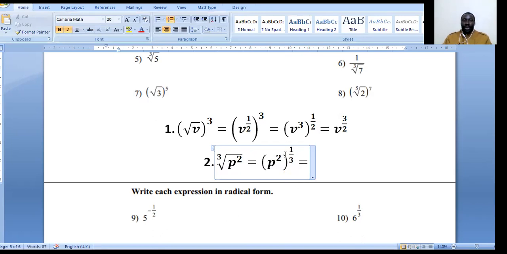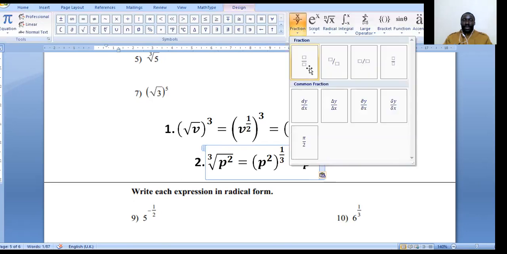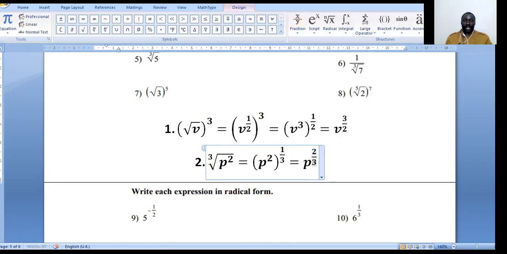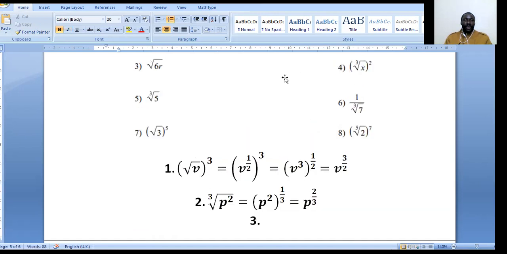So to simplify this, we'll now be having p. Notice that this 2 will multiply the 1, because this 2 stands out of 1. So 2 will multiply 1 so that we have 2 divided by 3. So instead of just p squared, we will now have p raised to the exponent of 2 divided by 3. Yes, that is what we would have in exponential form.